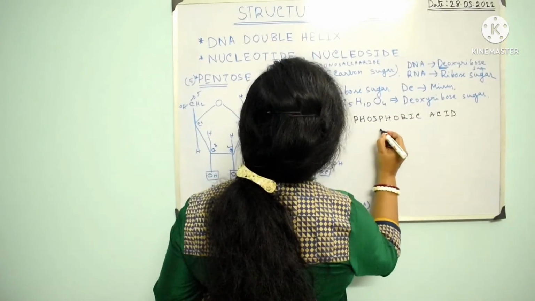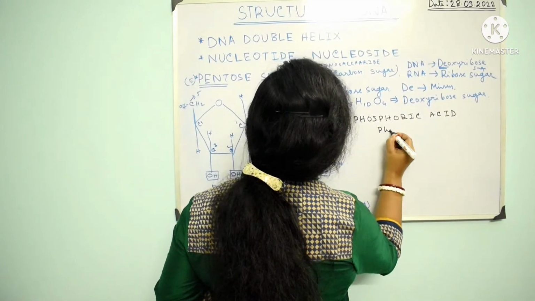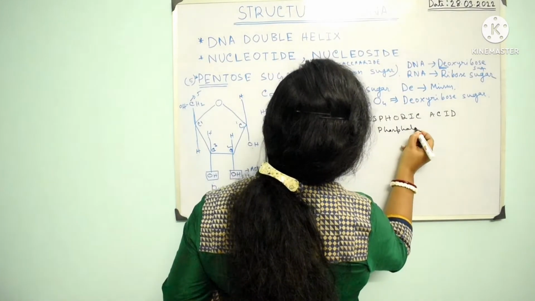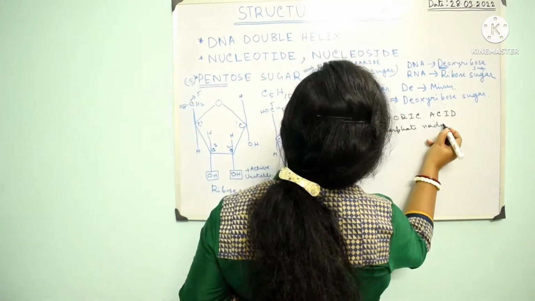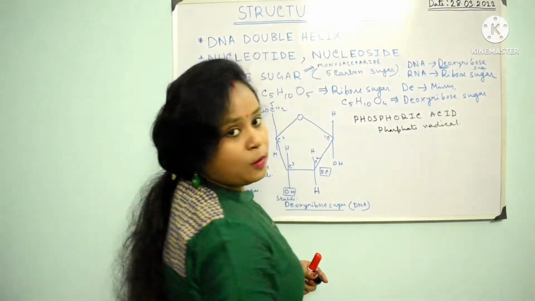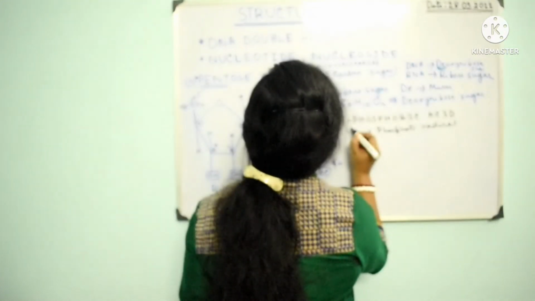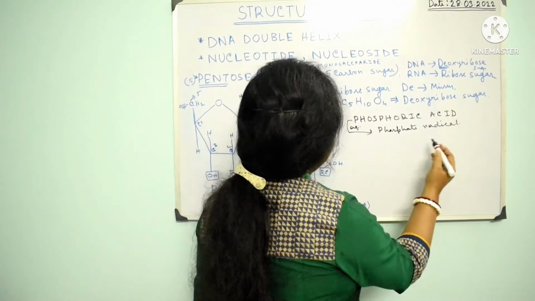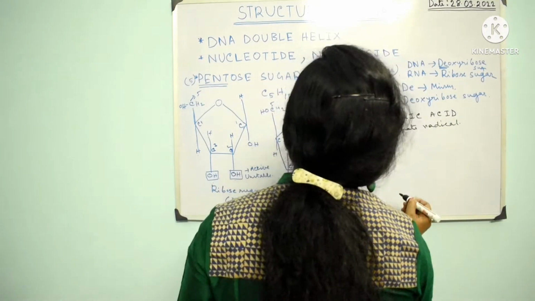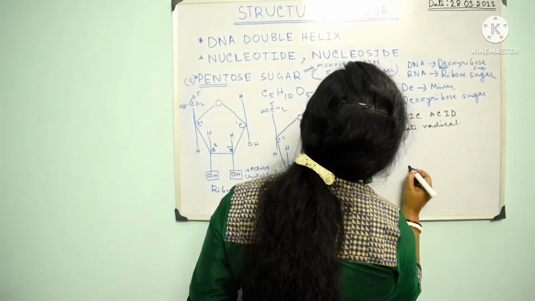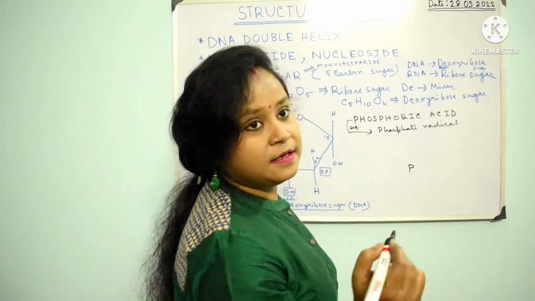It is phosphate radical, when present in aqueous condition, aqueous media. Phosphoric acid in aqueous media gives rise to phosphate radical. Let's draw the structure. Phosphorus has valency number 5.